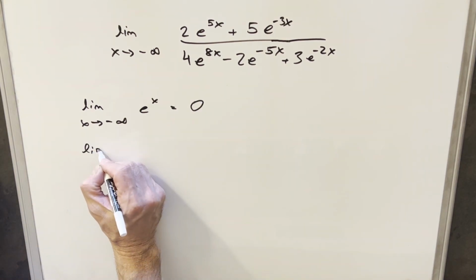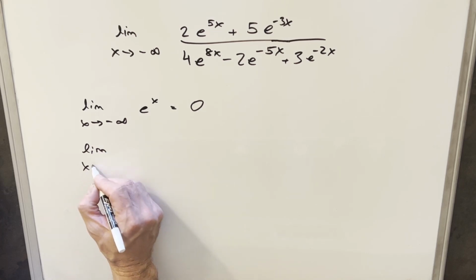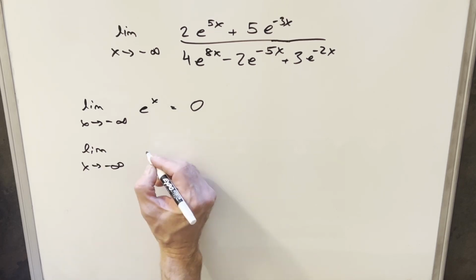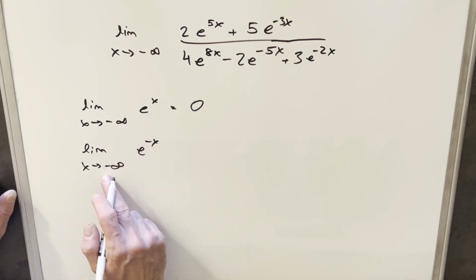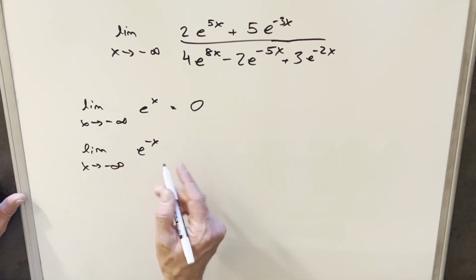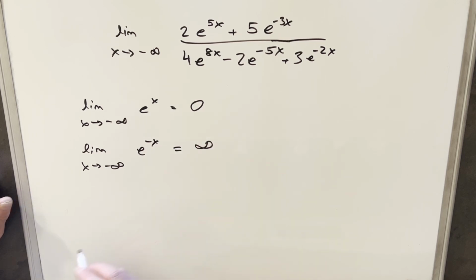And the other thing I want to look at, really similar, is the limit as x approaches minus infinity of e to the minus x. Well, now when we plug in minus infinity, the minus and the minus cancel. Now we just have e to the infinity. Well, the limit of this is just going to infinity.